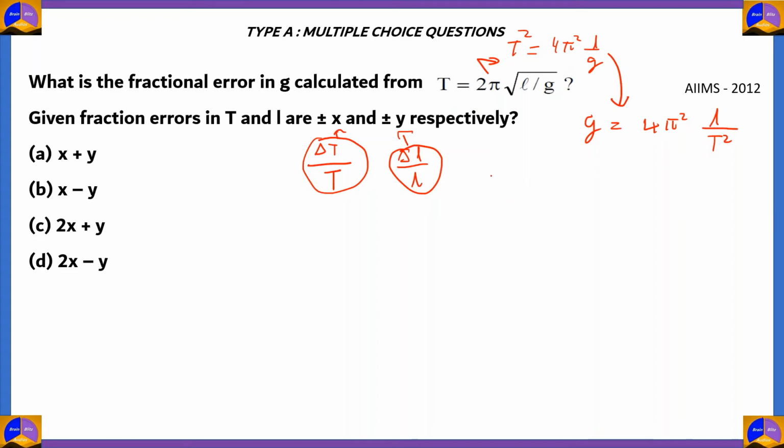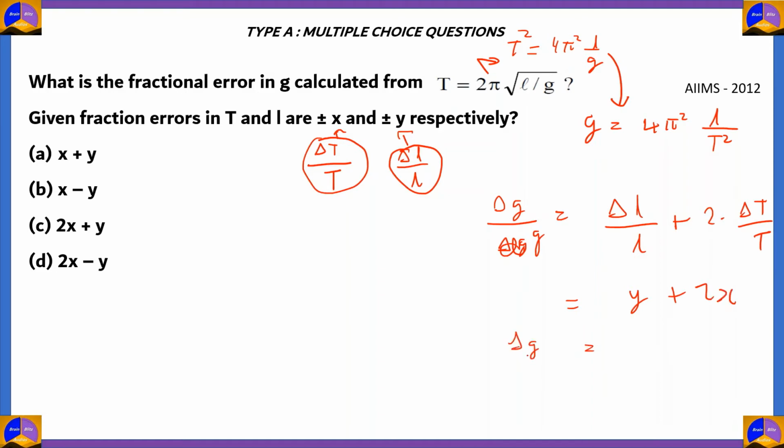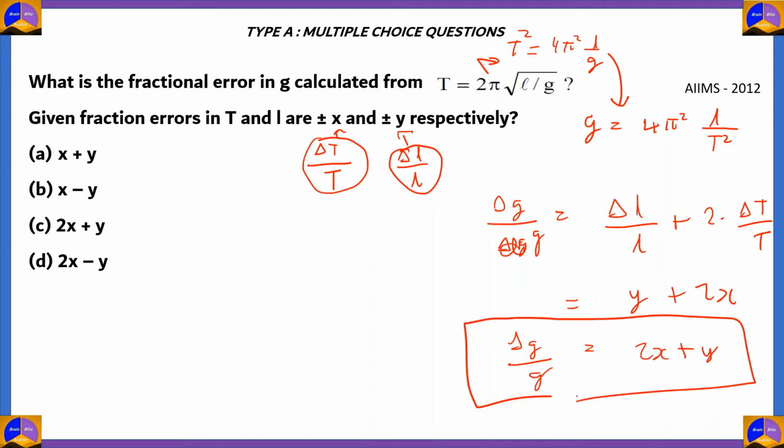Now, how do you calculate the fractional error of something? So in this case, delta g by g will be equal to delta L by L plus, since time is squared, 2 times delta T by T. So this is how you represent relative error. So delta L by L is y plus 2 times delta T by T, that's 2x. So delta g by g is equal to 2x plus y. That means option C is the right answer.